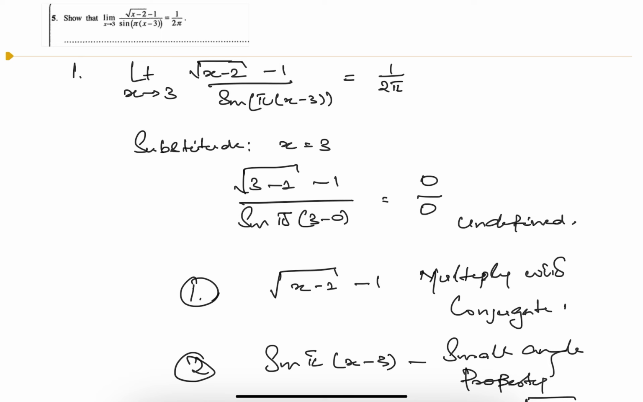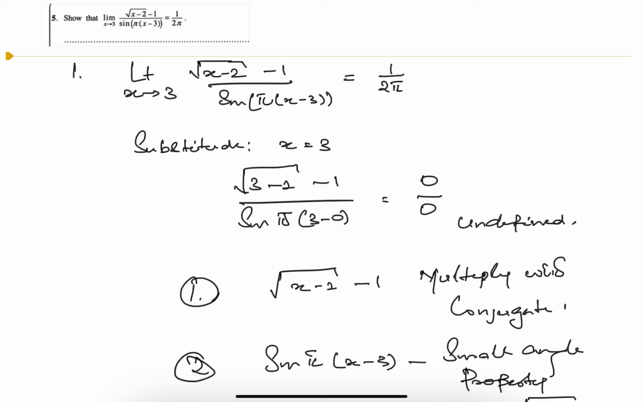Past question on limits. Show that the limit as x tends to 3 of (root of (x minus 2) minus 1) divided by sine of pi times (x minus 3) equals 1 over 2 pi. So we just need to prove that the limit of the given function equals 1 over 2 pi.